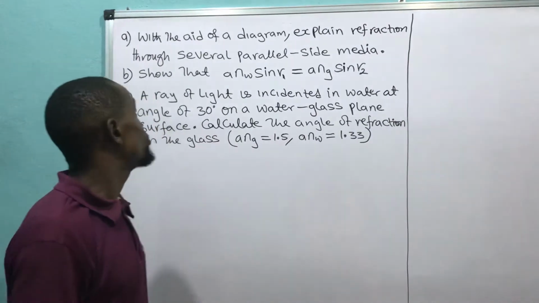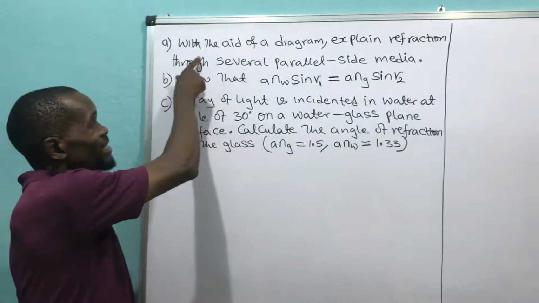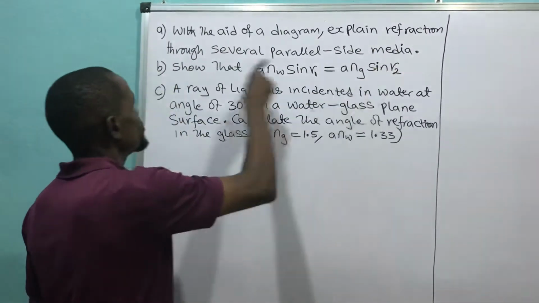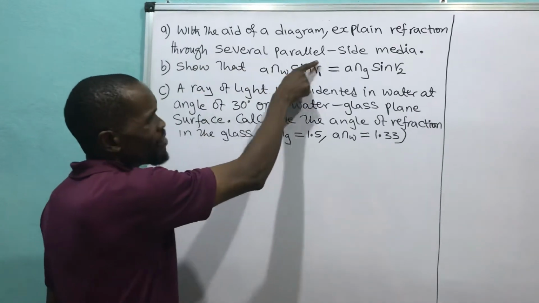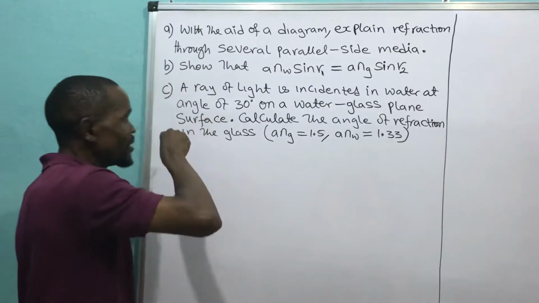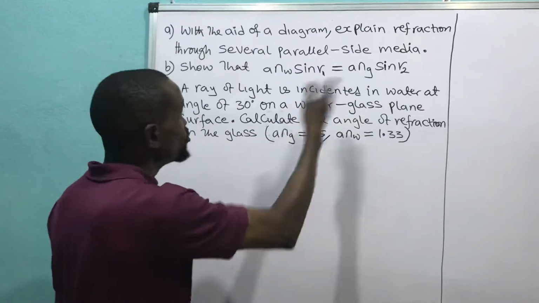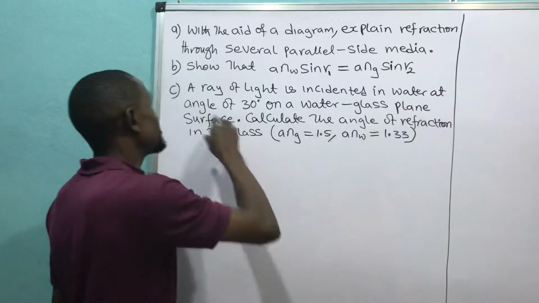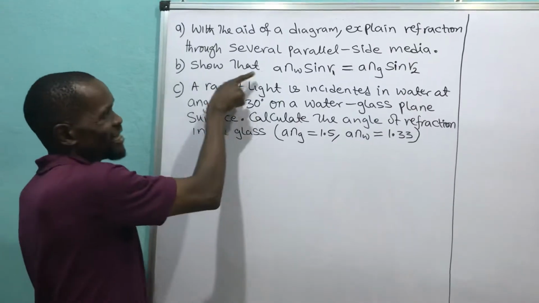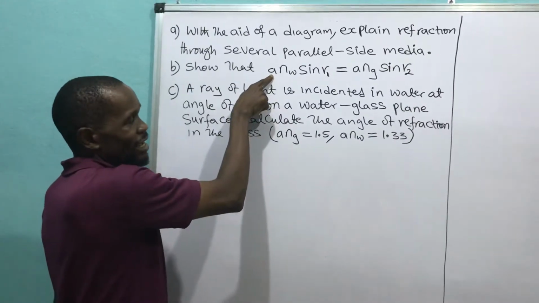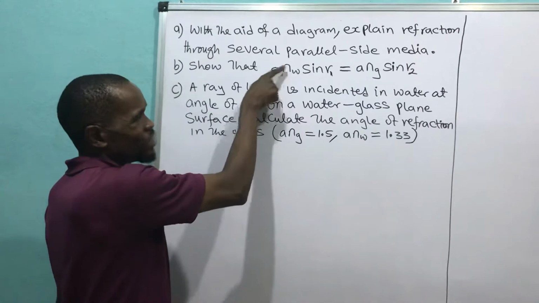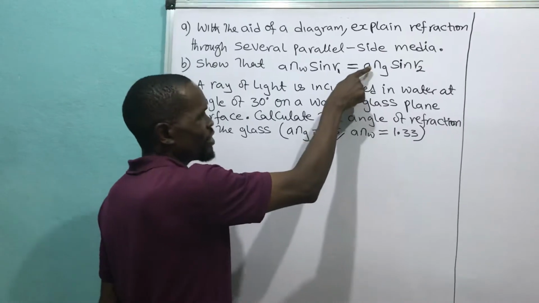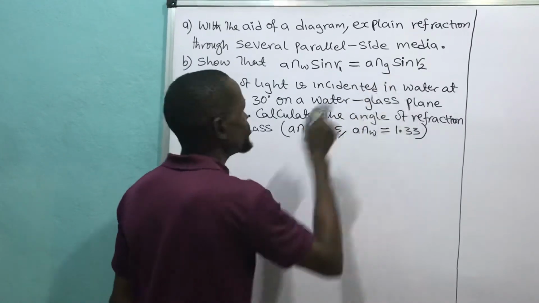What I have for you today is a question that said, with the aid of a diagram, explain refraction through several parallel-sided media. The second question said, show that the refraction of air to water, sine R1, is equal to the refraction of air to glass, sine R2.